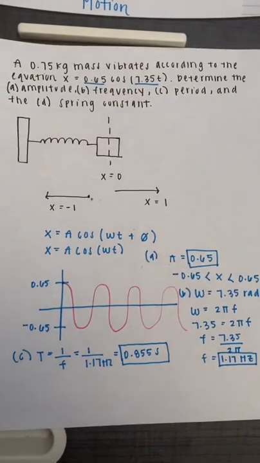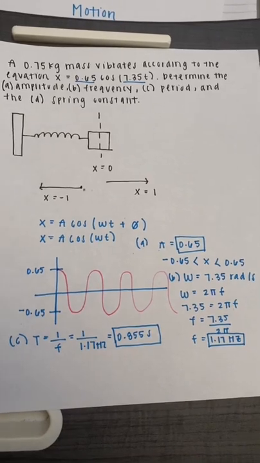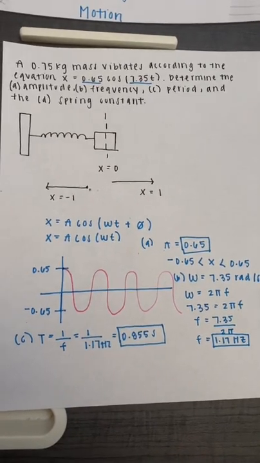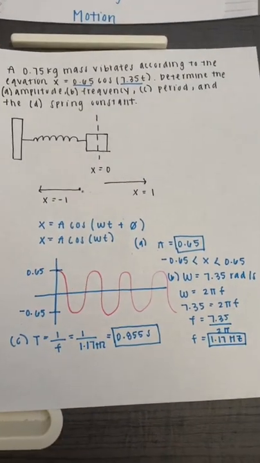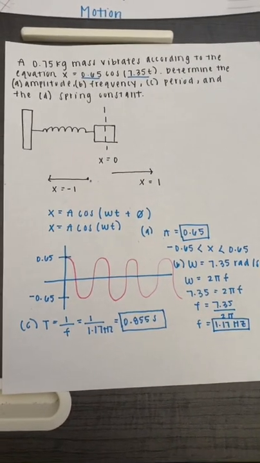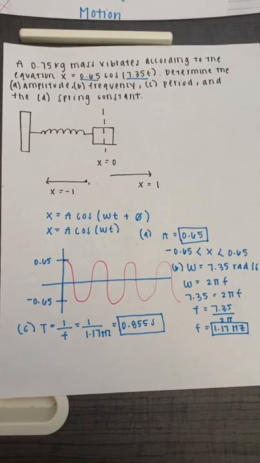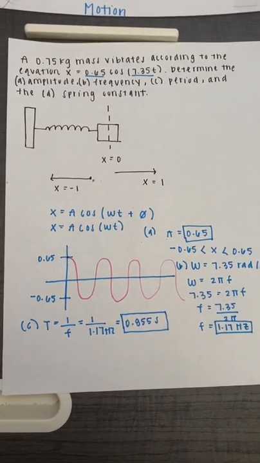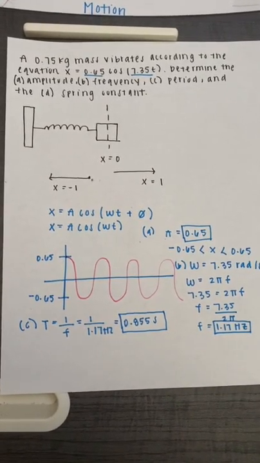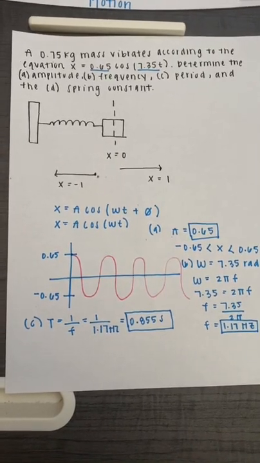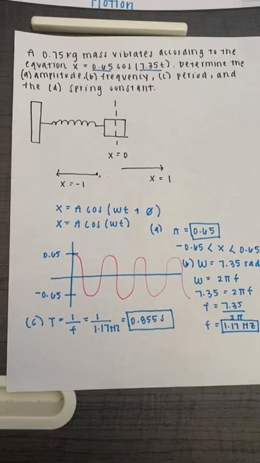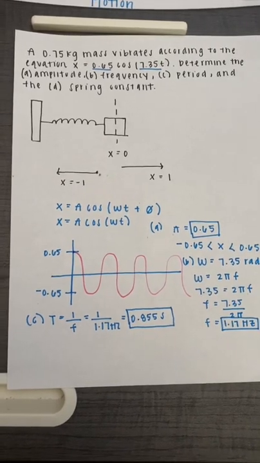The second problem here is going to be a little bit more complicated. I chose this problem just so you can get a basic understanding of more of the formulas used throughout this chapter. So this problem states a 0.75 kilogram mass vibrates according to the equation x equals 0.65 cosine 7.35 t. Determine the amplitude, frequency, period, and the spring constant.